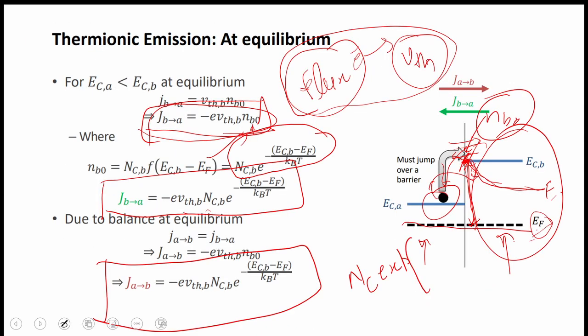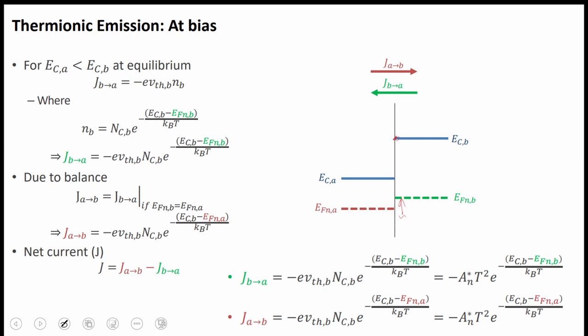One thing I think I have missed is ACB. No, I haven't missed anything. So, the current which is flowing from B to A, first we will consider B to A, this semiconductor to the metal.